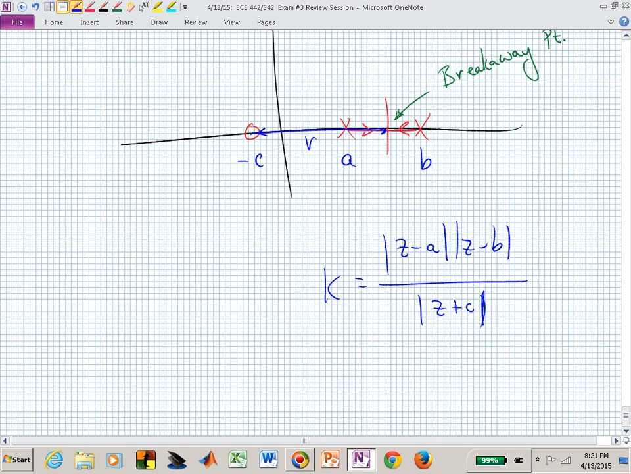You could do it by differentiating that expression. I would remove all the absolute value signs, differentiate just like calculus, and find where your relative max is. And that gives you your Z location. Then you can compute K at that Z value. And once you know that breakaway point, there's your radius based on wherever that zero was.